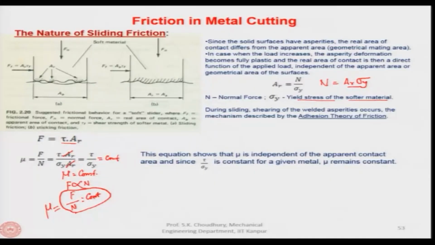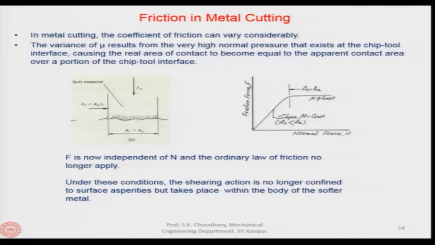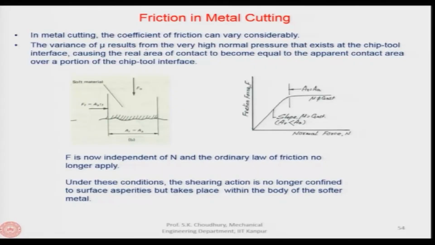So, therefore, mu remains constant. In the case of metal cutting, however, the coefficient of friction can vary considerably. Why does it vary? Because the normal pressure applied by the tool onto the workpiece is very high. It is maximum when the tool tip is in contact with the workpiece, and it decreases along the chip tool contact length. So, this variance of mu results from the very high normal pressure that exists at the chip tool interface.